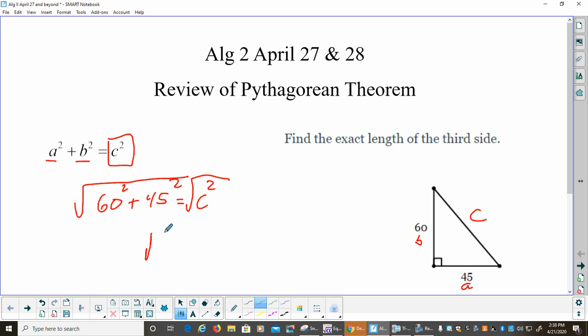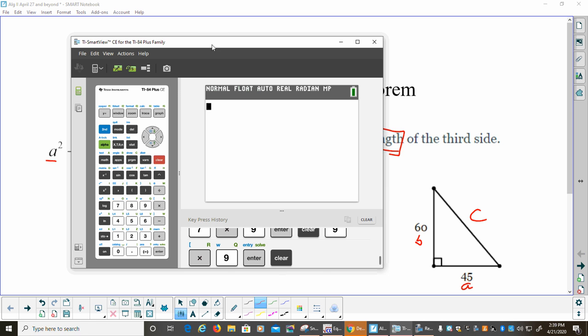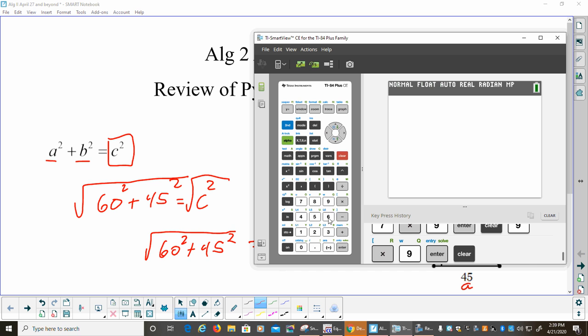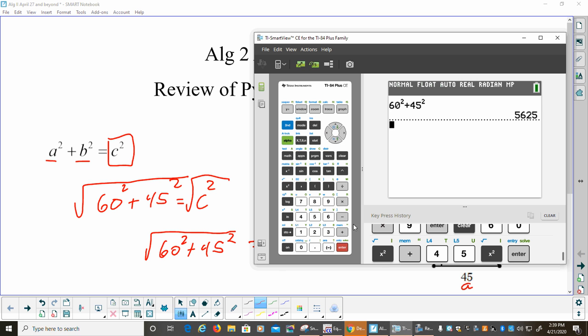So if you want, you can just type this whole thing in your calculator, 60 squared plus 45 squared, and hit enter with the square root and all. Now here it says find the exact length. So in that case, don't hit the square root button. In other words, you're just going to do the work inside it. Because it says exact, it doesn't say round your answer. So all you're going to do is take a calculator and type in 60 squared plus 45 squared, enter, and you get this number.